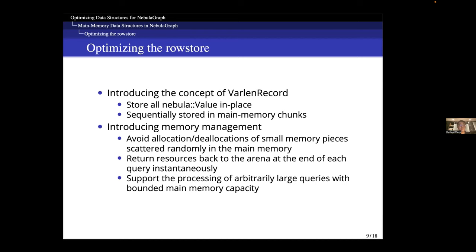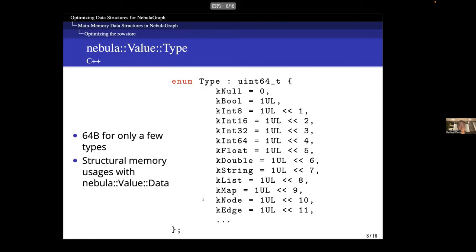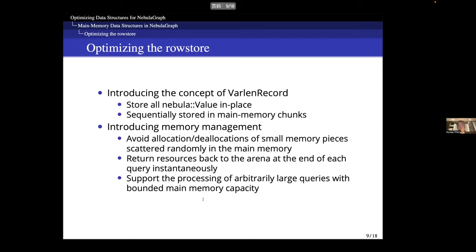very big query. This function is actually very necessary for us to reduce the risk of out of memory crashes. And we want to support the processing of arbitrarily large queries with bounded memory capacity. This can also be done if we have made the binding table easily durable.